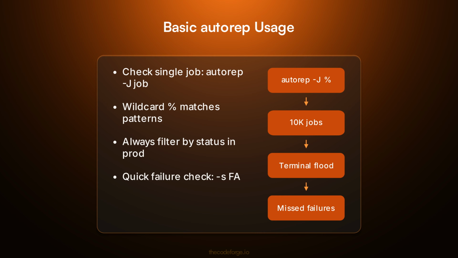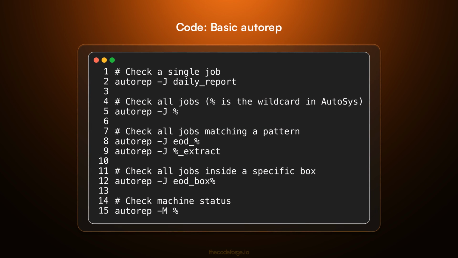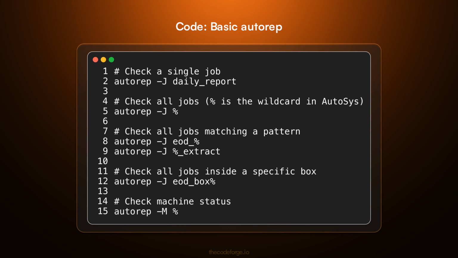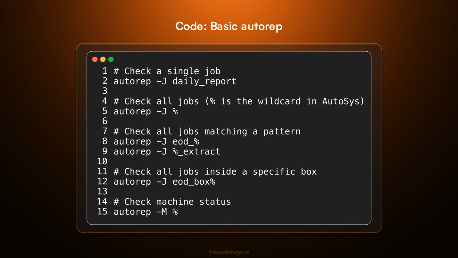Always filter by status. Here's the basic syntax. The % is the wildcard. It's consistent across all AutoSys commands, but never run autorep J% without filtering in production. Use autorep J% SFA as your default.